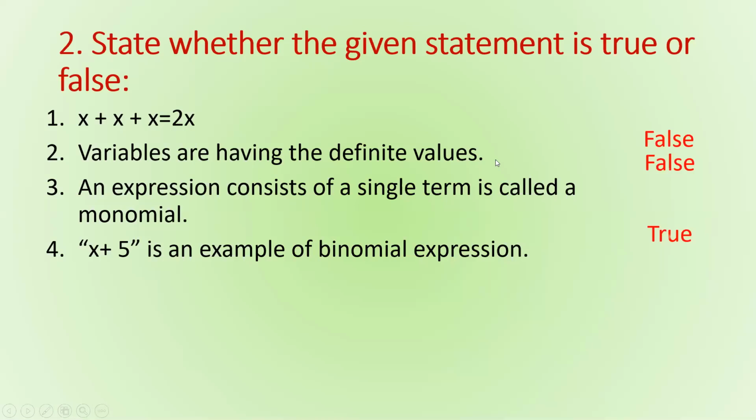An expression consists of a single term is called monomial. Is it true? Ali, is it true? Yes, it's true. So we get the answer true. What about number 4? x plus 5 is an example of a binomial expression. True, very good. So the answer is true.